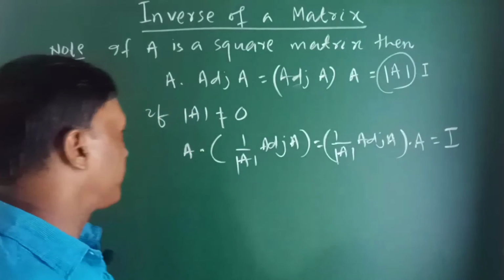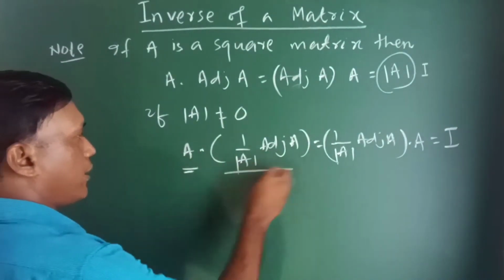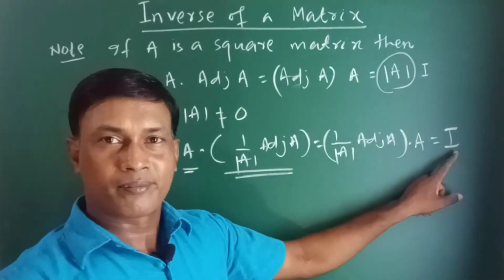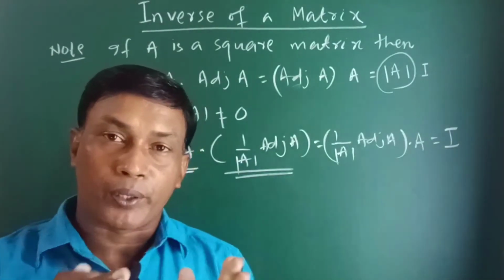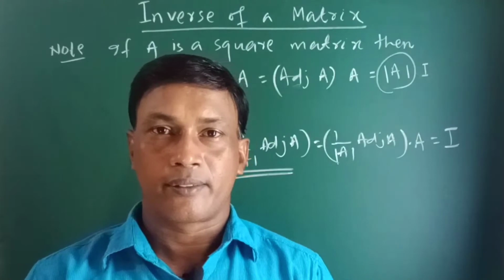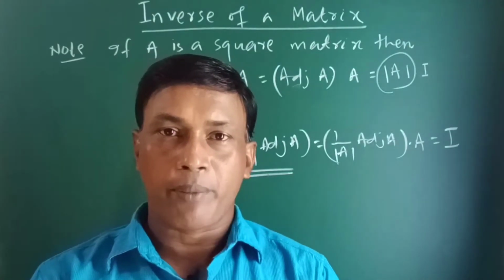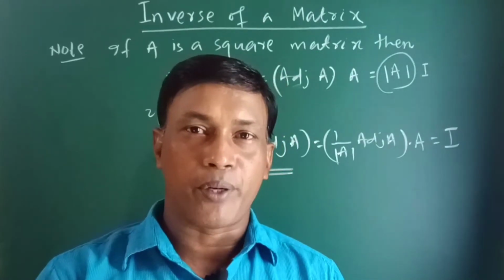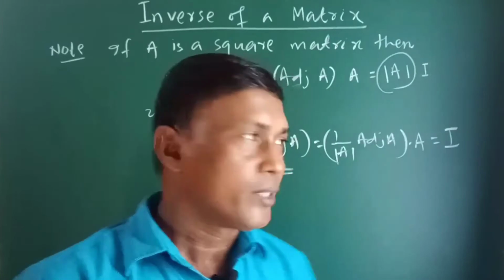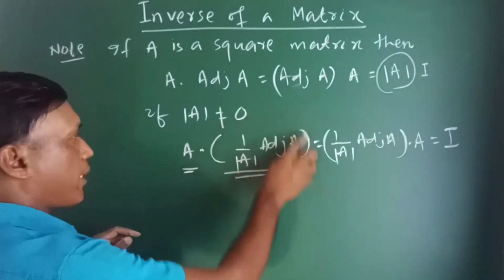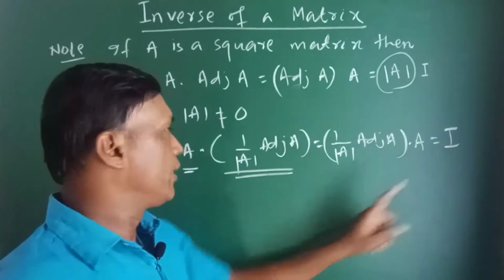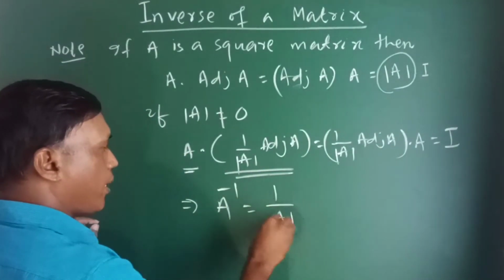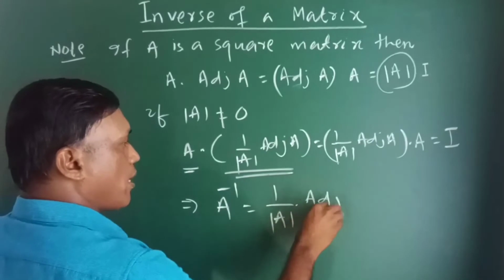Now look at here. This is a matrix and this is also a matrix. The product of these two matrices is I, the unity matrix. If the product of two square matrices is the unity matrix, then one matrix is the inverse of the other. We have already discussed this. So here A into this matrix is the unity matrix, so we get A inverse is equal to 1 by determinant A into adjoint A.